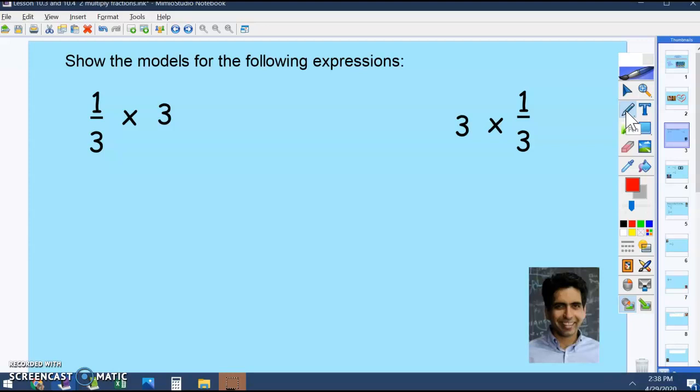All right, so first I wanted to show you the difference between these two expressions. This first expression is 1/3 of 3, while the second expression is 3 groups of 1/3. So those both look very different. So I just wanted to show you what that looks like.